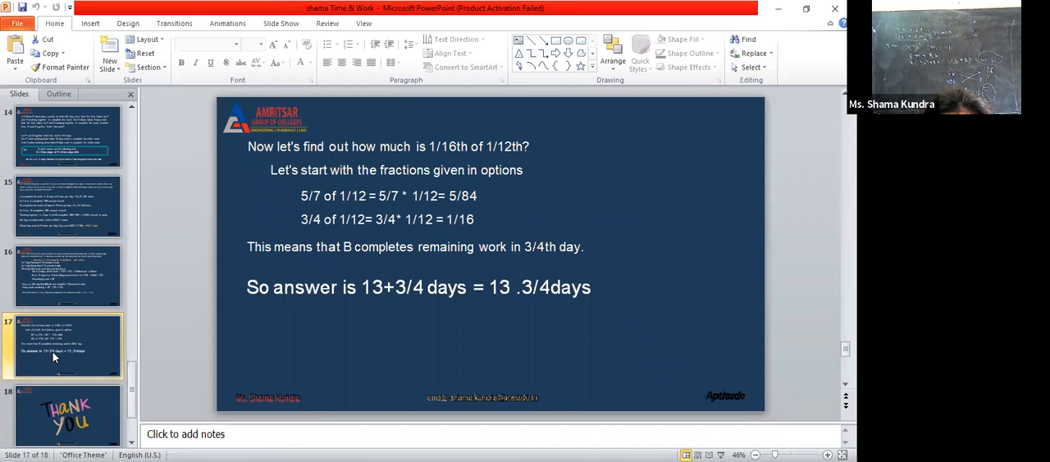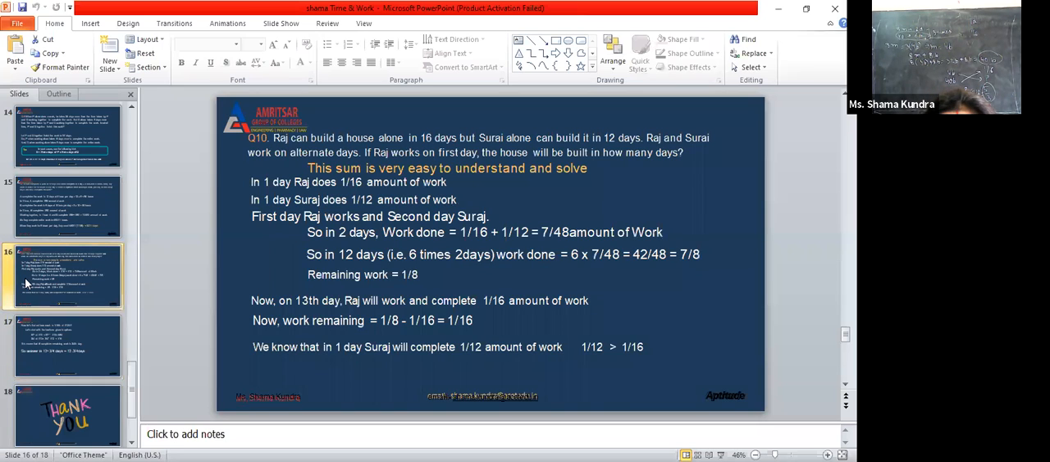Now after this, how much work is left? 1 minus 7 by 8 means 1 by 8 amount of work is remaining. Now 12 days have already passed. How many days have passed? 12 days have already passed. Now on the 13th day, who will come to work?